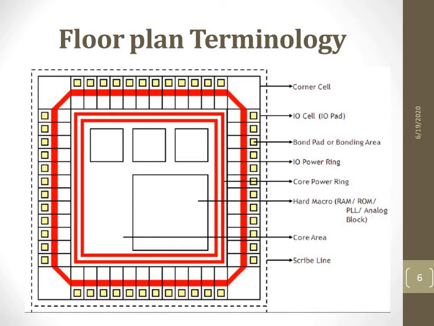So they are the input-output power ring, and the thick red line inside, what you see is the core power ring. For the actual core, what we have inside it, the power which is needed is given as a ring, that is the core power ring. And then this is the hard macro block, which can be a RAM or ROM or PLL. And the other core you can place is kept here, that is the core area, and this is the scribe line.